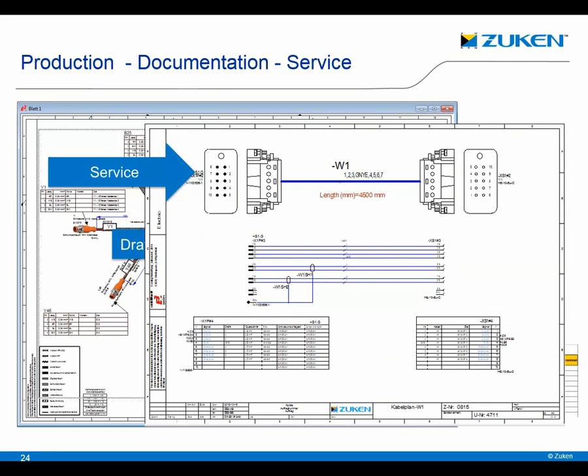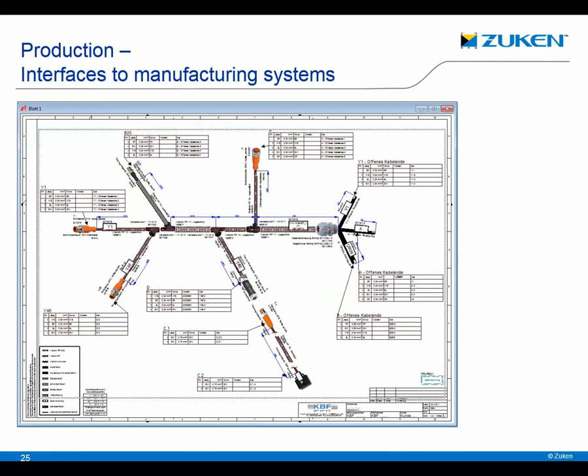Additional views of the harness are available for service documents. Interfaces to manufacturing systems make it easy to work with pre-manufactured cables and wires to save time and money.